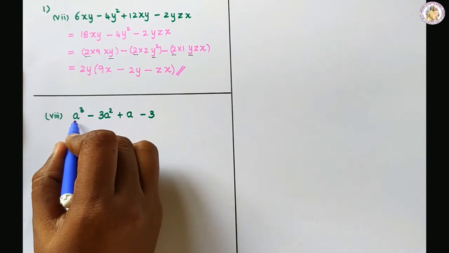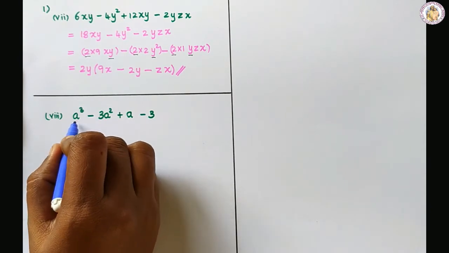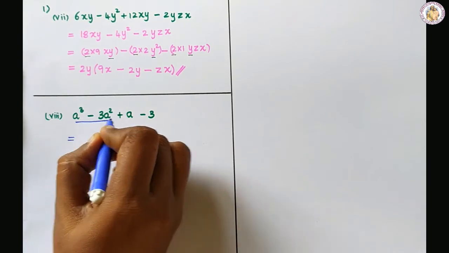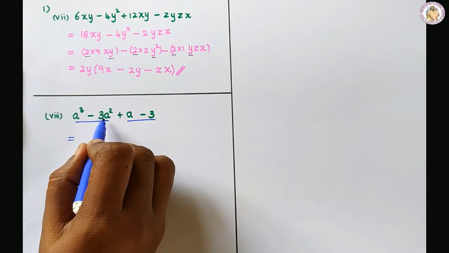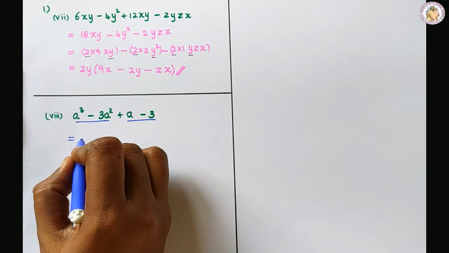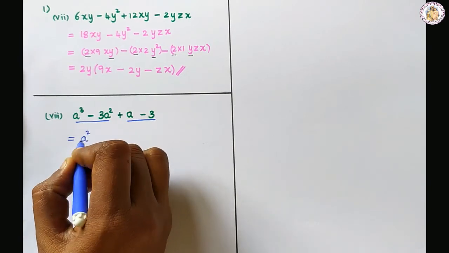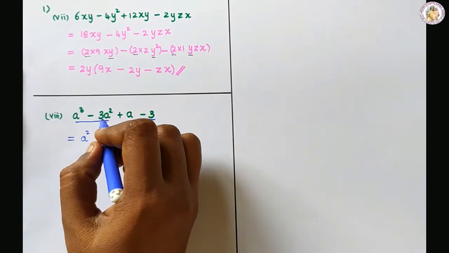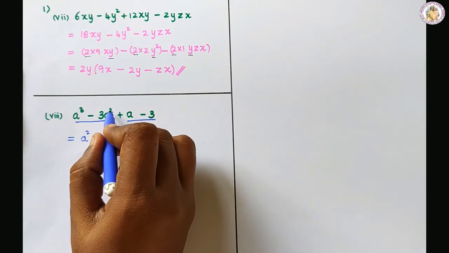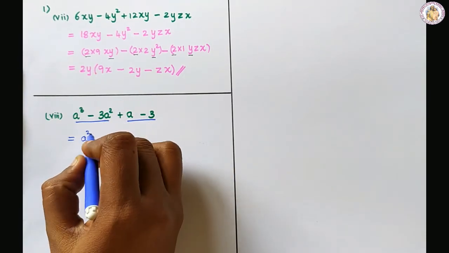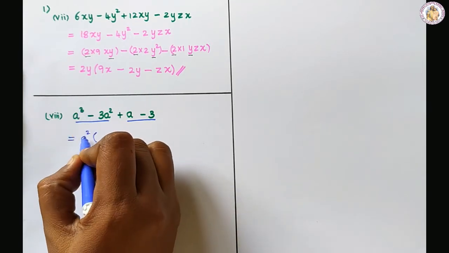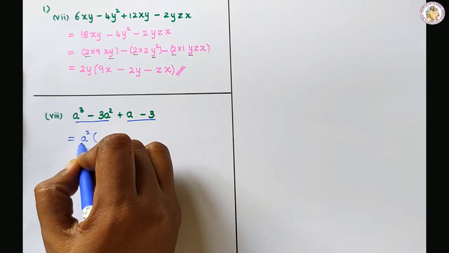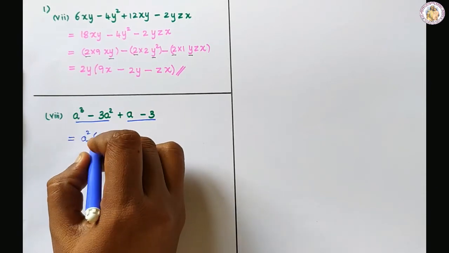Listen, here take the first two terms and the second two terms. In the first two terms, a cubed and a squared, so a squared is common here. Take out a squared, we can take the least power only. So a squared, write the balance here: a cubed, we take a squared only, so the remaining variable is a.